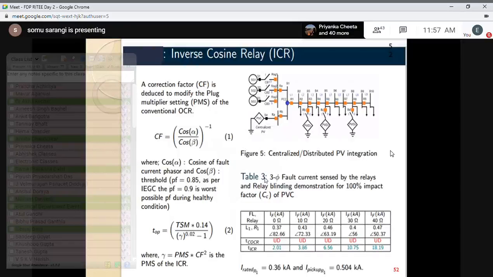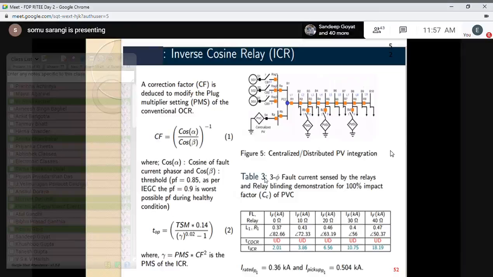So we are considering that TOP will be nothing but equal to TSM into 0.14. Earlier we were taking that factor as PSM. Now that PSM is modified to PSM into CF square. Why square? Because we have tried with CF1, CF2, CF, and we found that we are getting a better result with CF square.